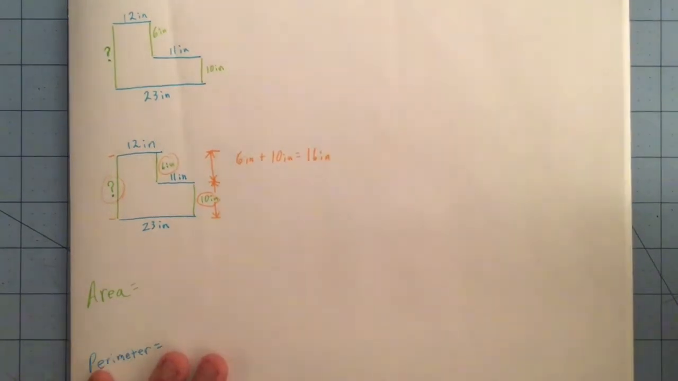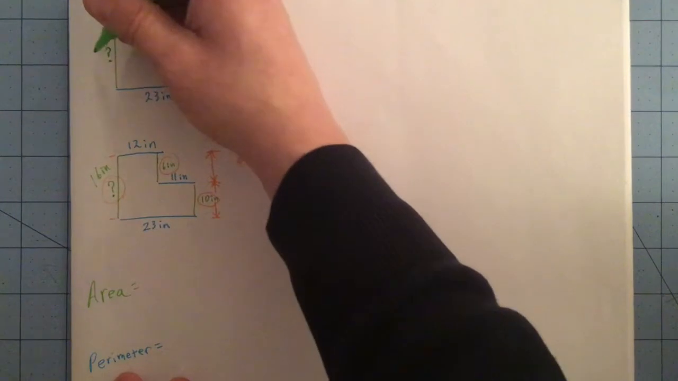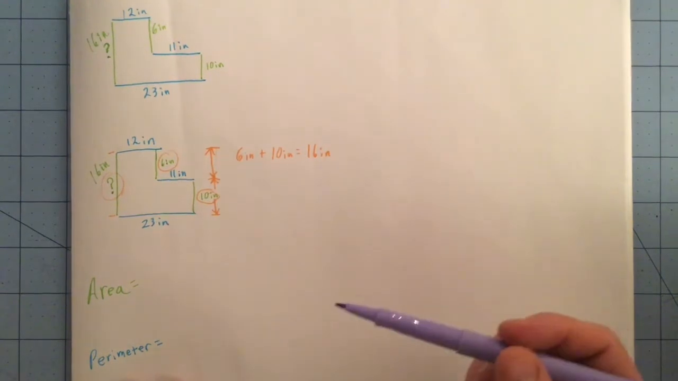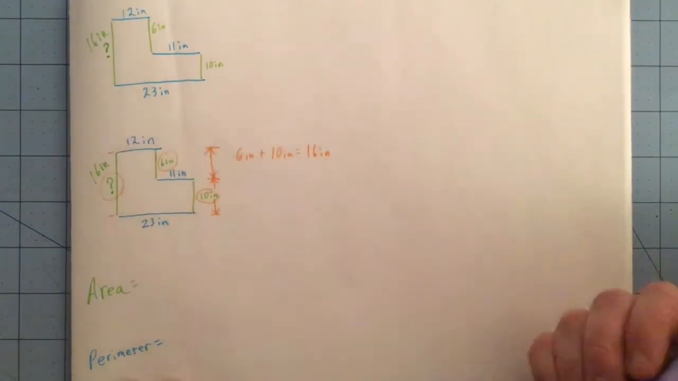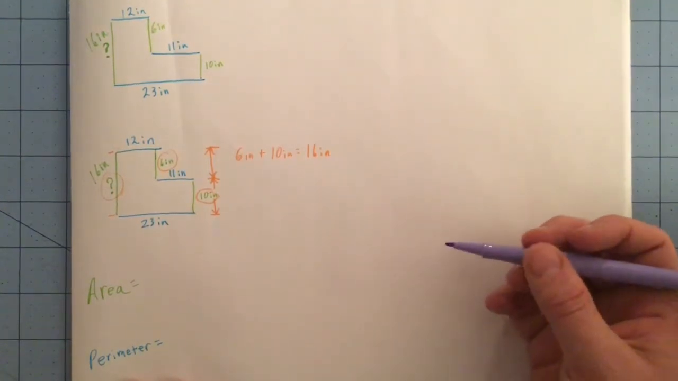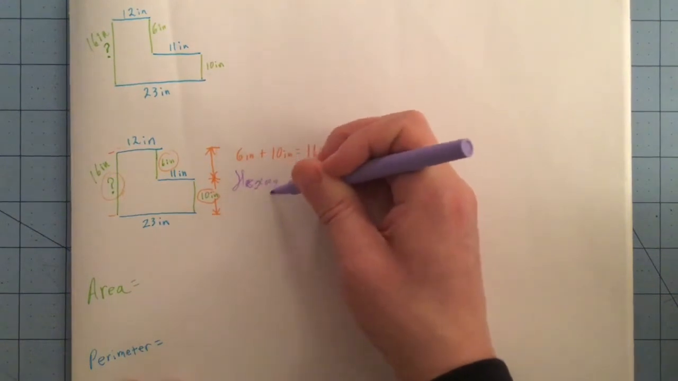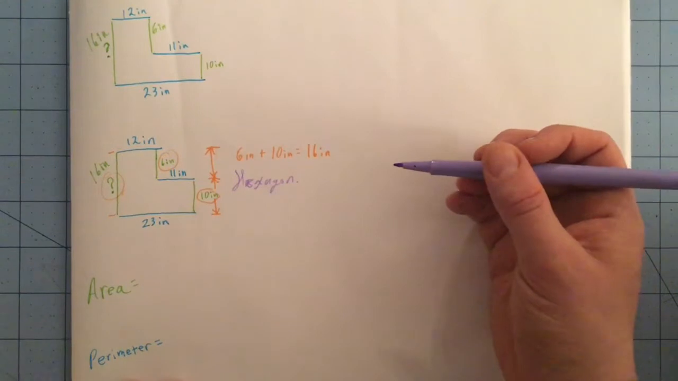Now that we know that this side is 16 inches, we are ready to go through the process of calculating the perimeter. Now, when we look at the perimeter of this one, it's important to note that this is a hexagon. It's a 6-sided shape. So we've got 1, 2, 3, 4, 5, 6 sides. That means that we're going to have to add 6 numbers together because this shape is a hexagon. So to add the parts together, we need all the numbers.